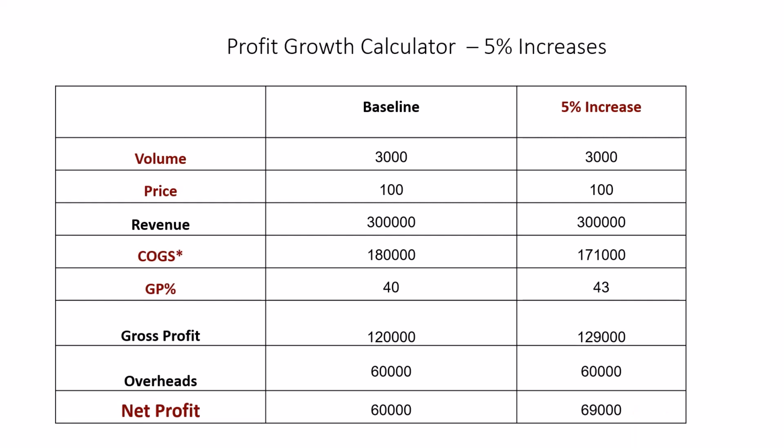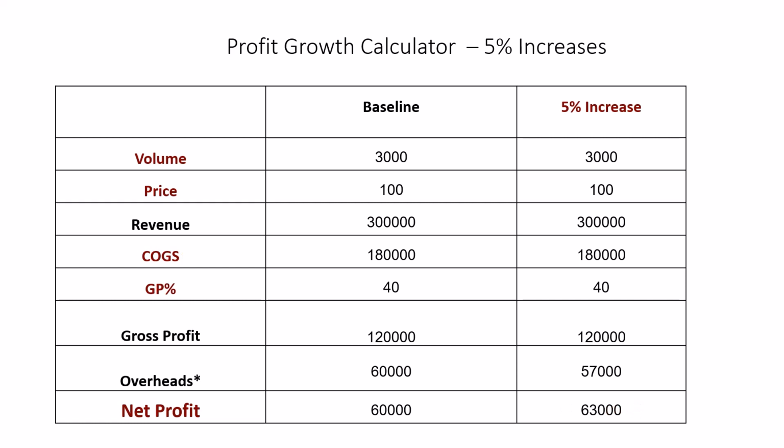If we could reduce our cost of goods sold by 5%, again in isolation, then volume and price stay the same. Our revenue stays the same at 300,000. But we've now reduced our cost of goods sold by 5% to 171,000. Again, our gross profit margin goes up to 43%. But our gross profit now goes from 120,000 to 129,000. Our overheads don't change. And now our net profit goes from 60,000 to 69,000, which is a 15% increase, which is not as good as when we put our prices up by 5%.